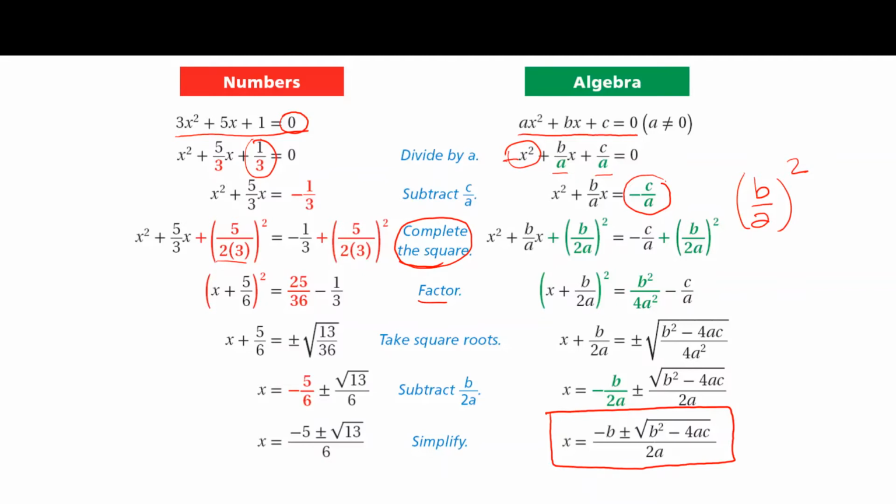Goes x equals negative b plus or minus the square root of b squared minus 4ac all over 2a.